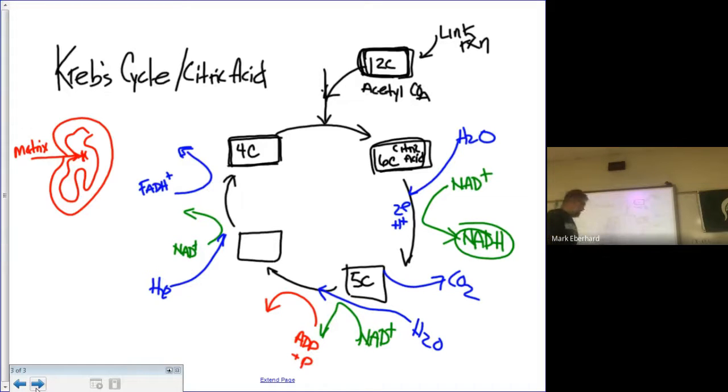Next step, we're going to do something very similar. We're going to take this 5-carbon molecule, add water, and oxidize it into a 4-carbon molecule. It's a different 4-carbon molecule than the final product, but we're going to make a 4-carbon molecule. Again, some CO2 is going to be released. And again, we are going to provide some electrons and hydrogen so that we can form NADH.